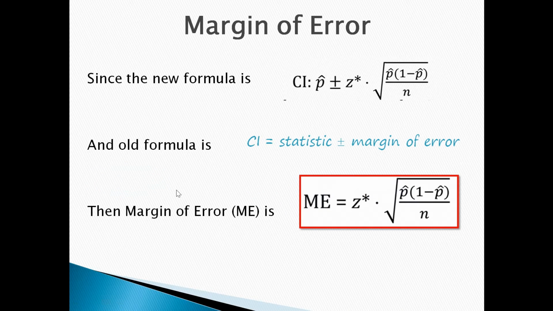Now, the second concept in this section is the margin of error. In the confidence interval, this was the new formula that we just saw. In the old formula, we had the confidence interval is statistic plus or minus margin of error. If you compare the new formula to the old formula, we can see that the margin of error is this side over here. So write this one down. Margin of error is equal to z-star times SE.